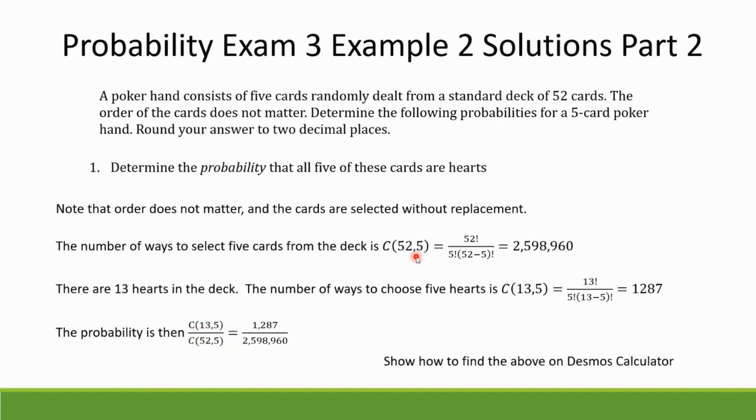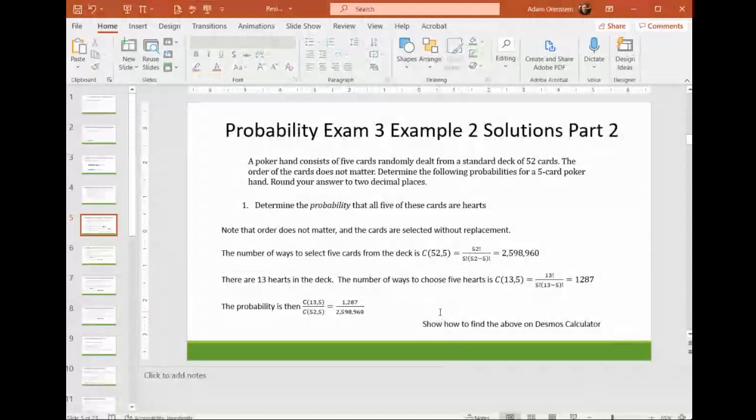Okay, so again, C of 52, 5, that's how many possible ways we can get 5 cards from a standard deck of 52 cards in a poker hand, and we don't care about order, and it's without replacement. C of 13, 5 is how many ways those 5 cards could be all hearts. Let me show you how to do this in Desmos. You can do factorials, but that's really more work than necessary, at least with the way I'm grading it. So let me get the Desmos to show you.